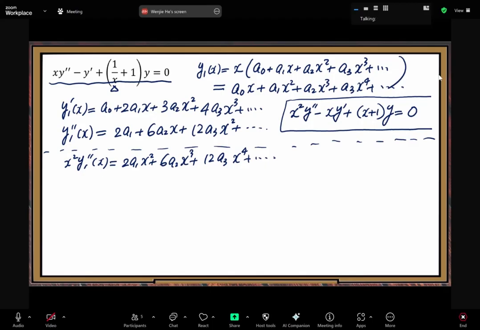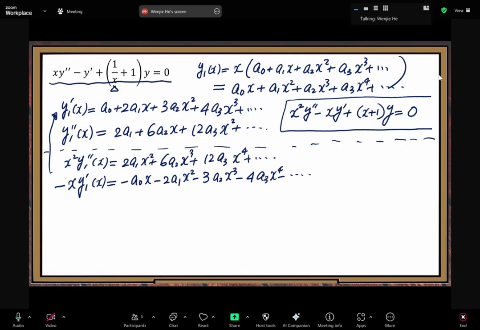All right. Then the second term, we keep the sign negative: negative x y1 prime. So use this one: negative a0 x minus 2a1 x squared minus 3a2 x cubed minus 4a3 x to the 4th.